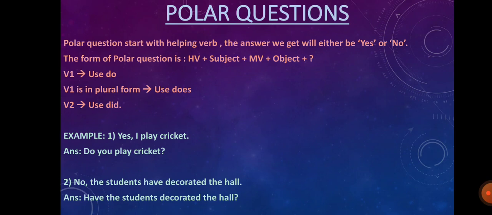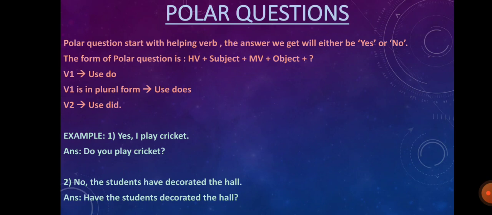For example, helping verbs like do, can, did, are, is, then does, etc. Here, whenever verb is in the first form, we have to use do. Whenever verb is in the plural form, we have to use does. Whenever verb is in the second form, we have to use did. Let us see how we are framing questions based on the answer given.